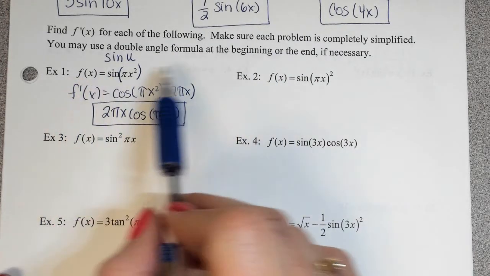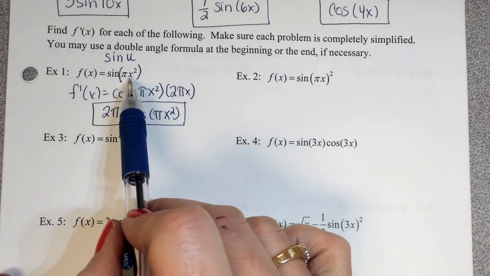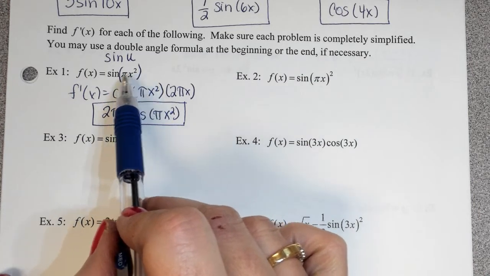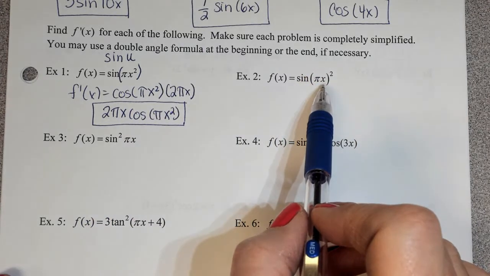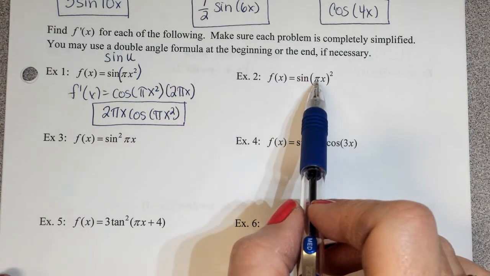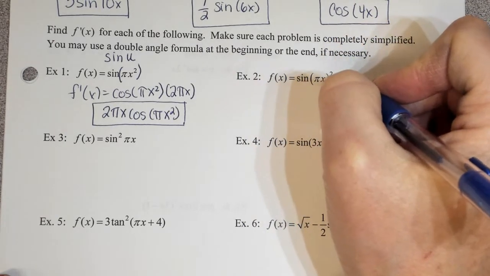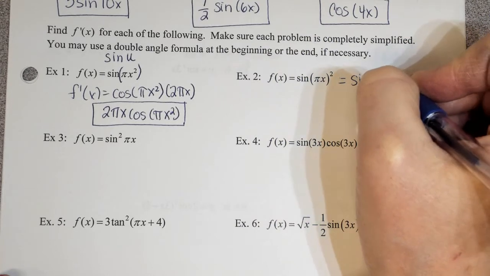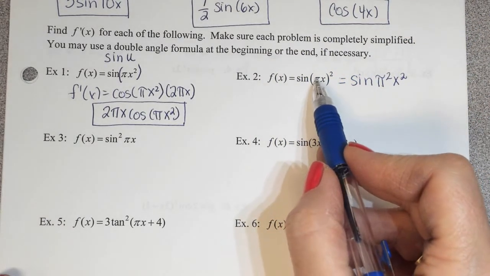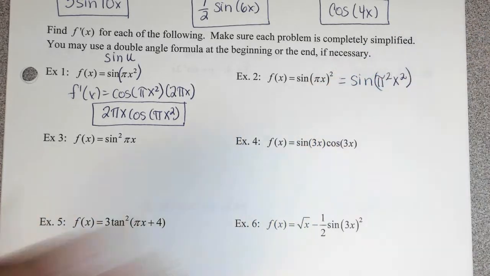Look at example 1 compared to example 2. They look very similar. But number 1, we had to put the parentheses in ourselves. On number 2, they have the parentheses. But what's happening is not just the x is getting squared, but the pi x is getting squared. So I actually need to think of this problem as sine of pi squared x squared. See how the pi and the x are both getting squared? So this is what our problem turns into.